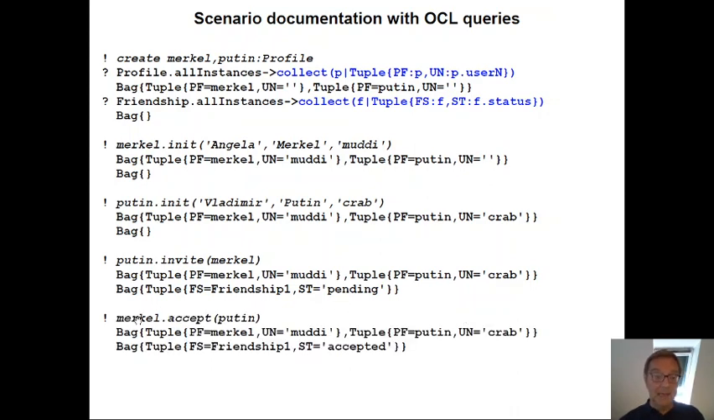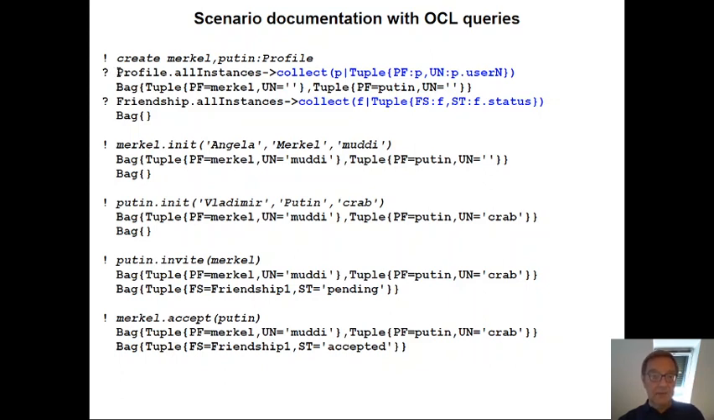Now when we have the last operation from our scenario, Merkel accepts Putin, again the result of the first query does not change, but the result of the second query changes. For the friendship1 object, which is a friendship object, the status changes from pending to friendship. So you see here that also with OCL queries on the use shell, you can trace the system development, the system changes.